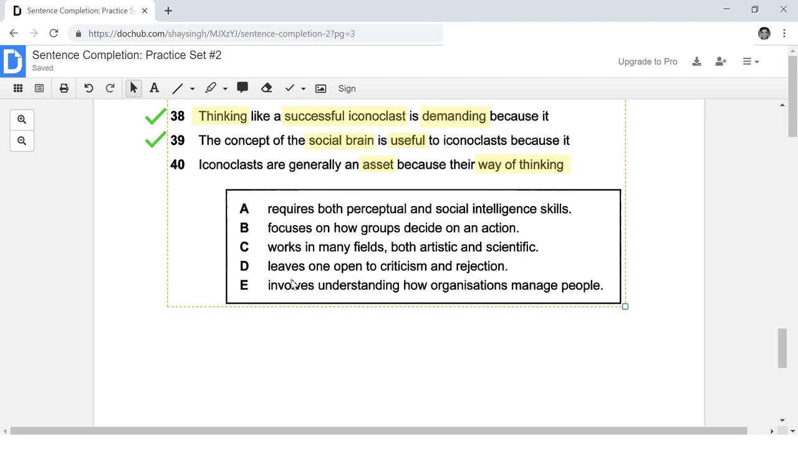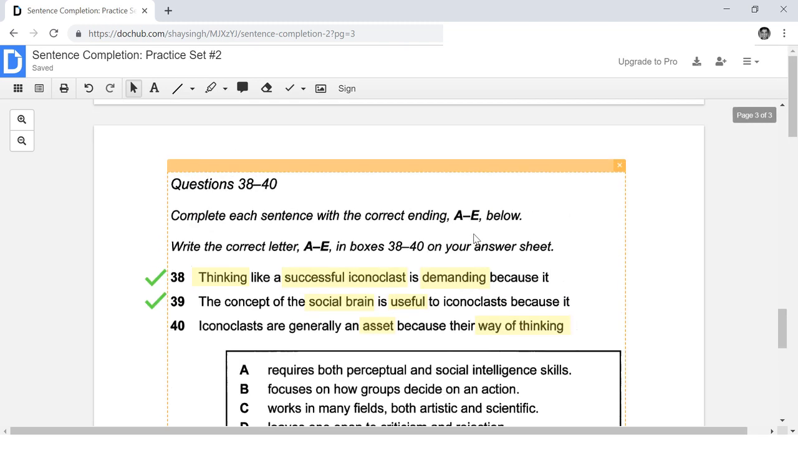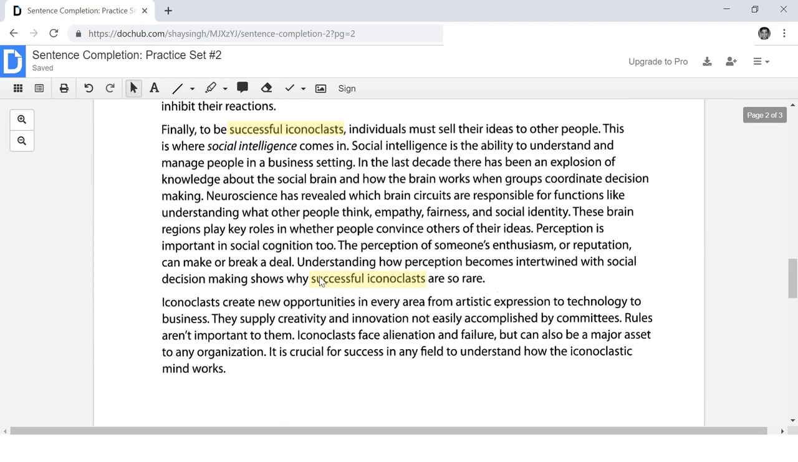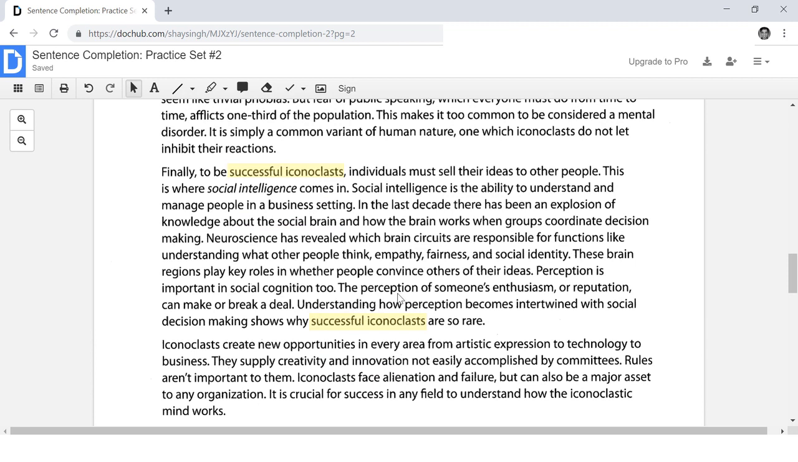Okay, but it doesn't say here anything about selling your ideas. I don't see anything about that in our answer choices, so our answer has to be something else. Let's read this sentence where this keyword appears down here. Understanding how perception becomes intertwined with social decision making shows why successful iconoclasts are so rare. So it tells us right here why successful iconoclasts are so rare.